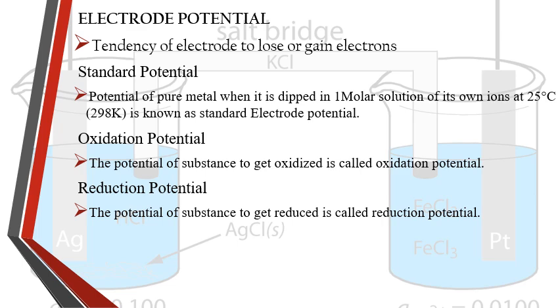Reduction potential is the opposite of oxidation potential. It measures the tendency of a substance to gain electrons and thereby get reduced. A higher reduction potential indicates a greater likelihood that the substance will accept electrons and undergo reduction. In an electrochemical cell, substances with high reduction potential are often the ones that get reduced.